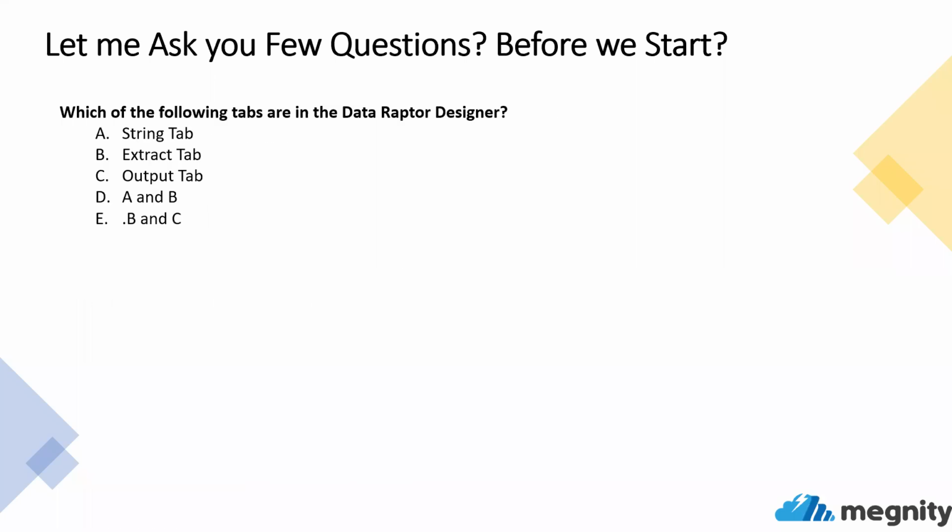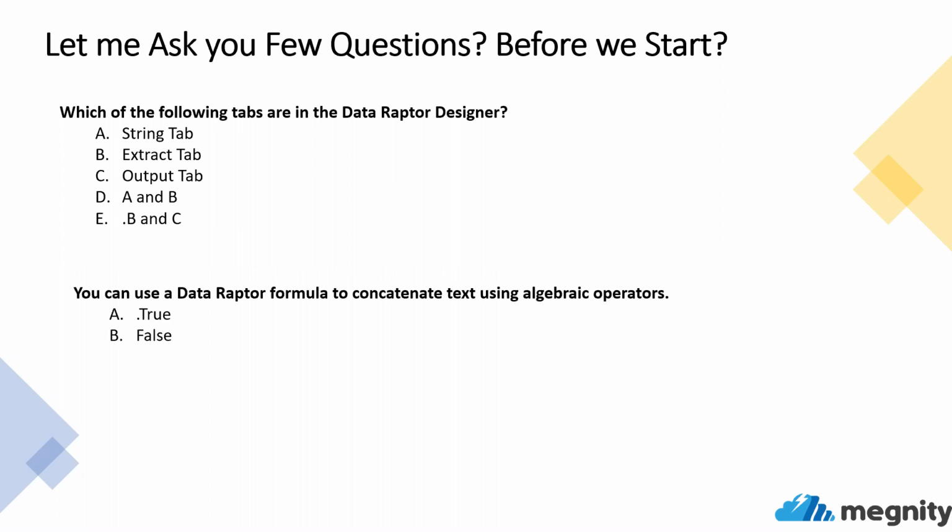Which of the following tabs are in Data Wrapper Designer? What are the tabs available in Data Wrapper Designer? String tab, extract tab, output tab. A, B, B and C. Extract and Output. Have you ever seen a string tab so far? No, not yet available. You can use data wrapper formula to concatenate text using algebraic operations.